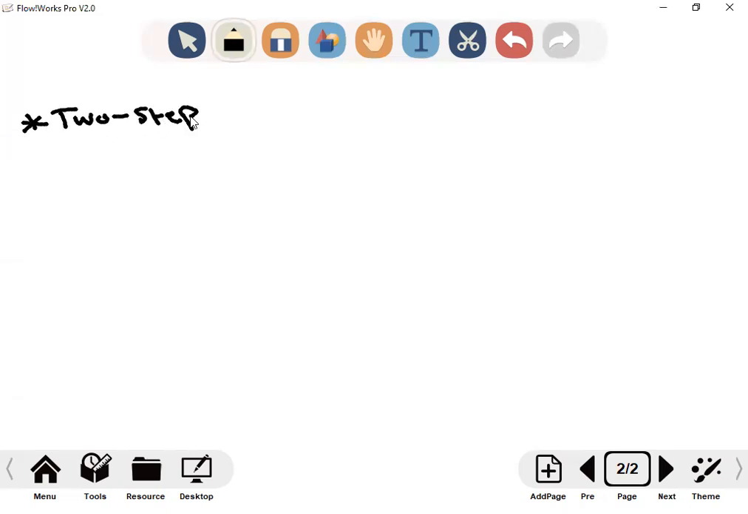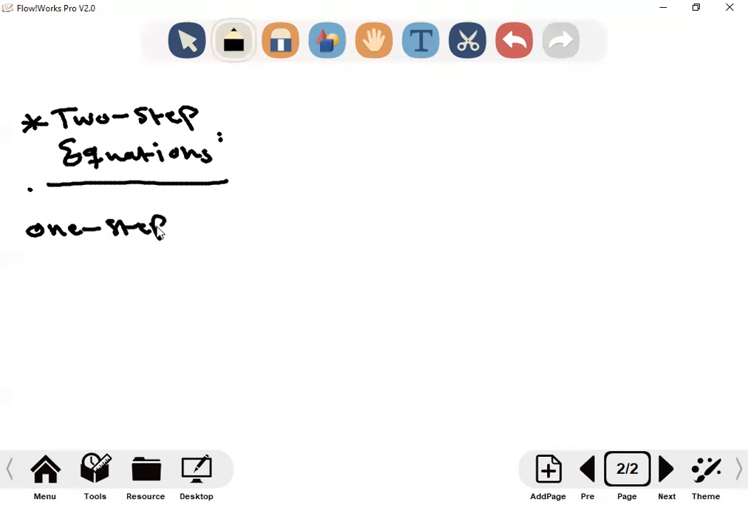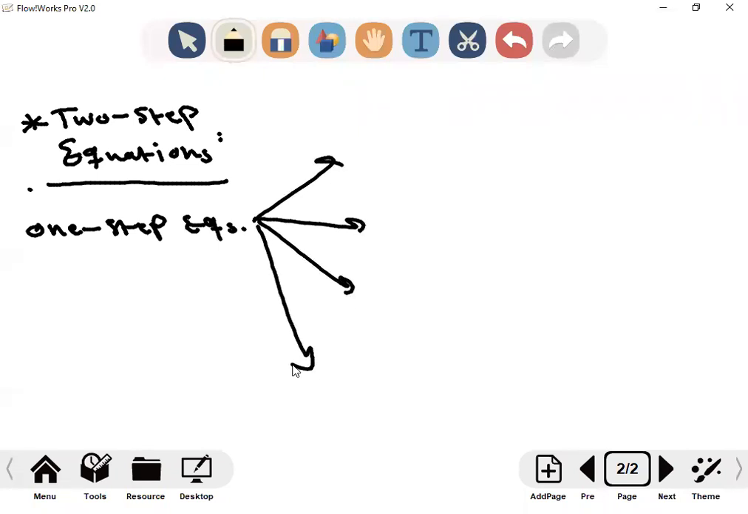Okay, guys, we will remember together the two-step equations. Abdullah, everything is okay, right? Yes. Good. Now, the two-step equations, guys, if you remember, we had one-step equations before. The one-step equations, we have four types. We have addition equations, subtraction equations, multiplication equations, and division equations.